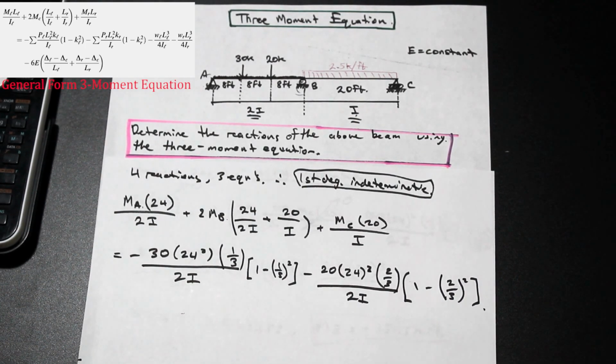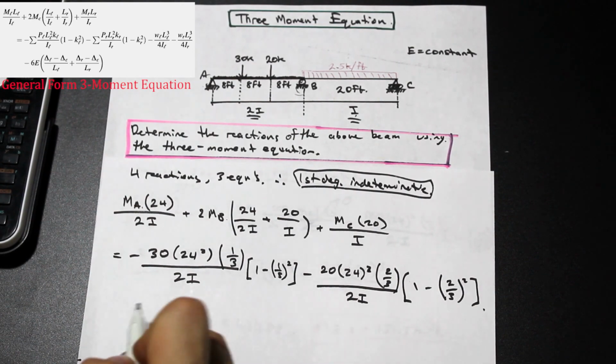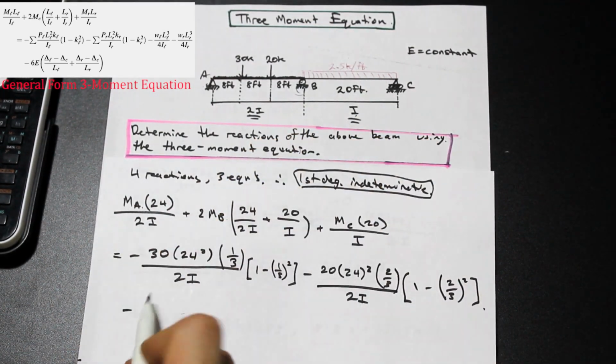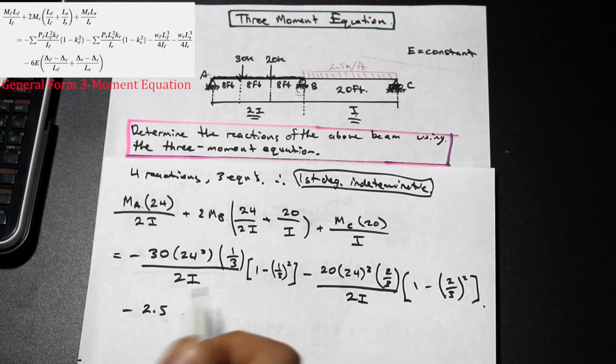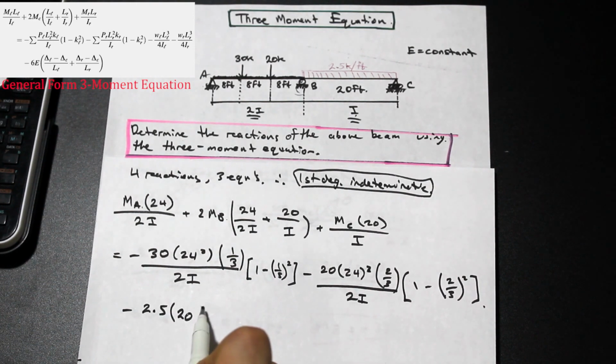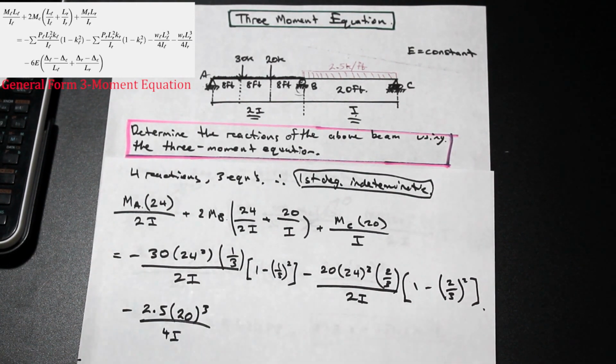Perfect. Now, finally, we need to take a look at the WL cubed over 4I equation. That's going to be minus, and that is referring to the right side. So we have a distributed load of 2.5 kip per foot. That's in the right unit, so we'll leave it like that. Make sure your units are correct. We have the length to the right, which is 20. That's cubed. And I is just I times 4. Perfect. All you need to do now is work out this equation.